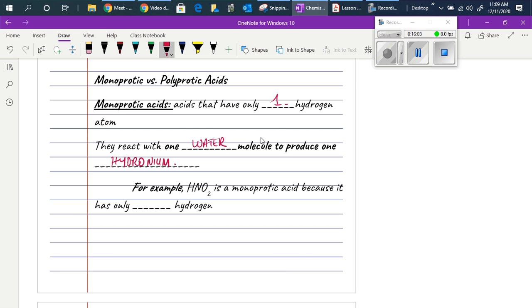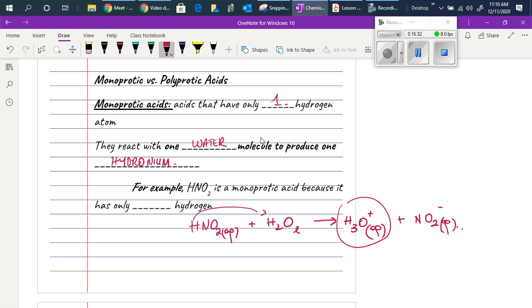So in the case of HNO2 in aqueous solution, meaning that it is in the presence of water, it will donate that hydrogen, and then will produce H3O plus and NO2 minus in aqueous solution. So when we see this, then we say that we will have one hydronium produced here.